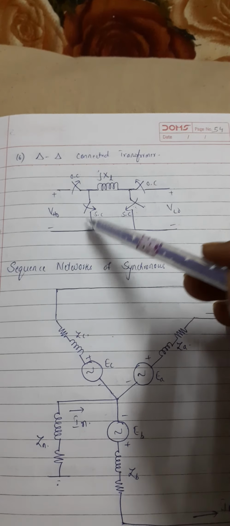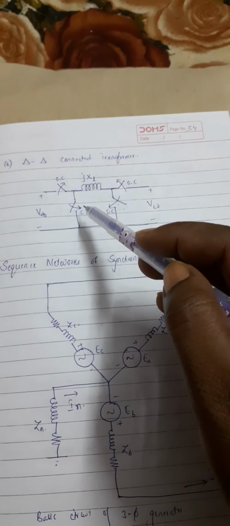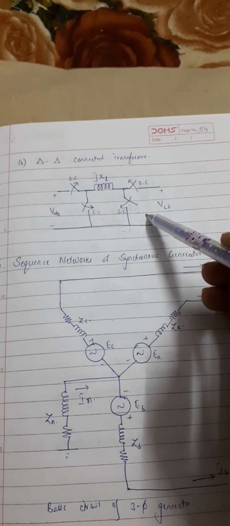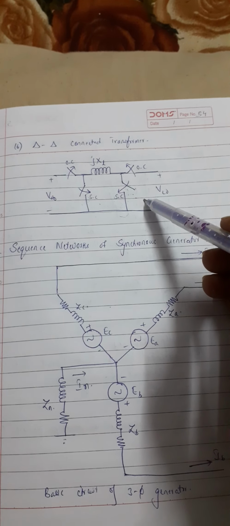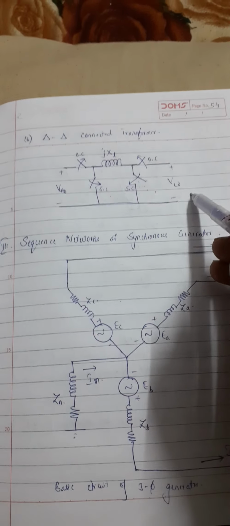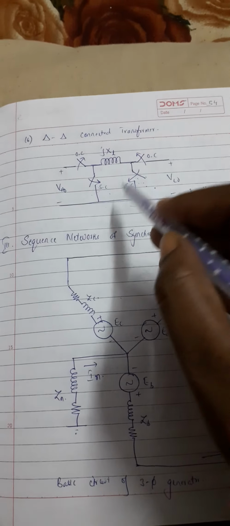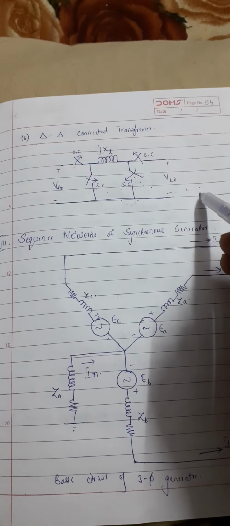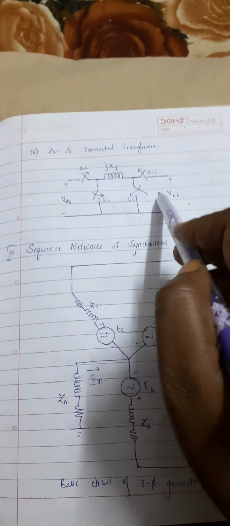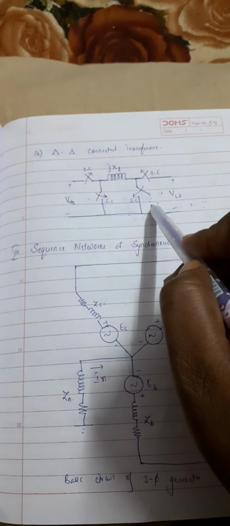So this is all about the sequence networks of three-phase transformer. The positive sequence and negative sequence networks are not going to be affected, whereas the zero sequence network is affected by whether it is delta or star connected, or neutral grounded and so on. Depending upon those connections, we obtain these networks. So this is about the three-phase transformer sequence networks.